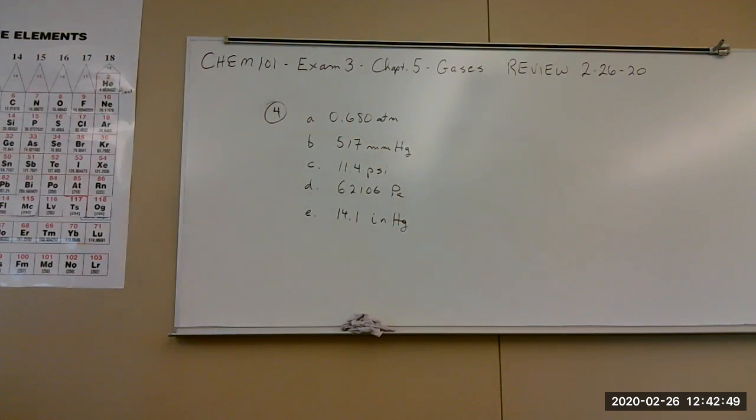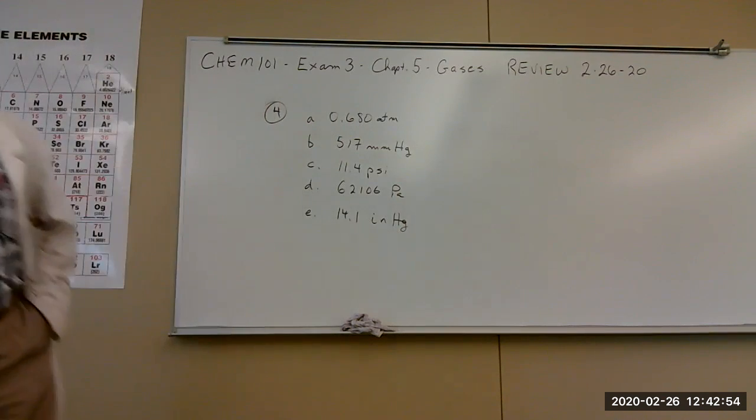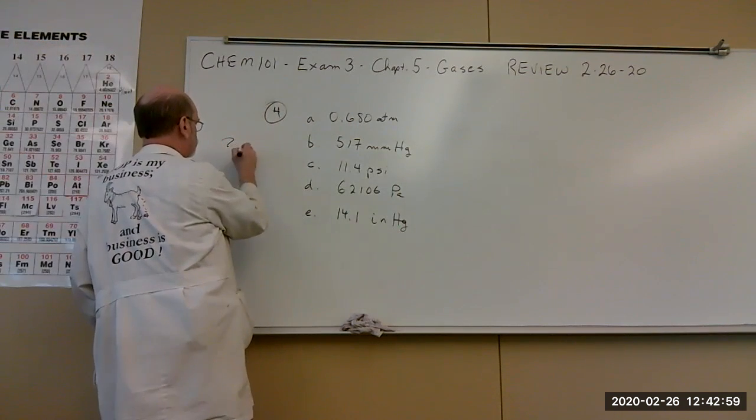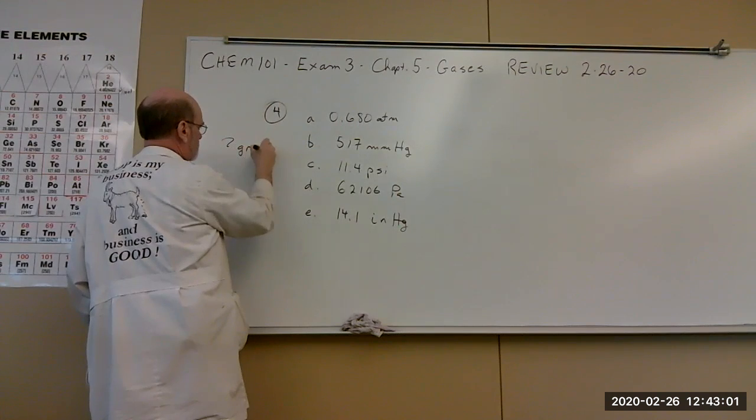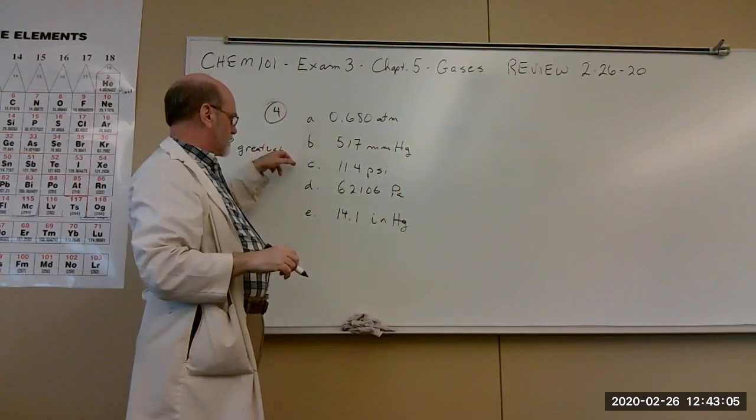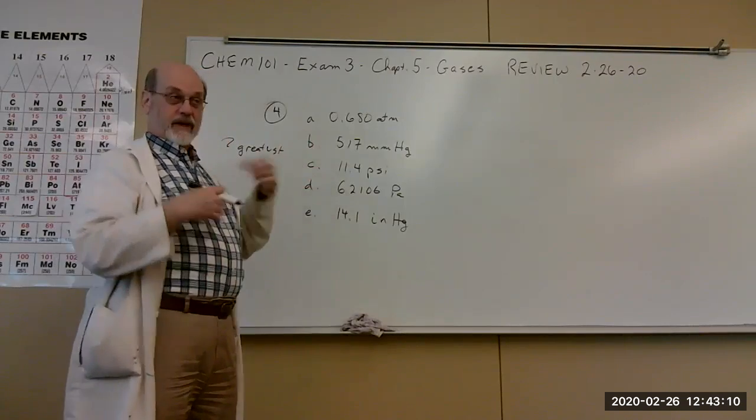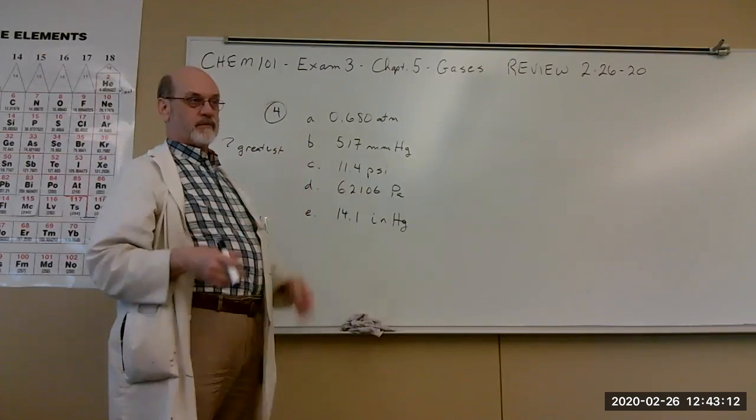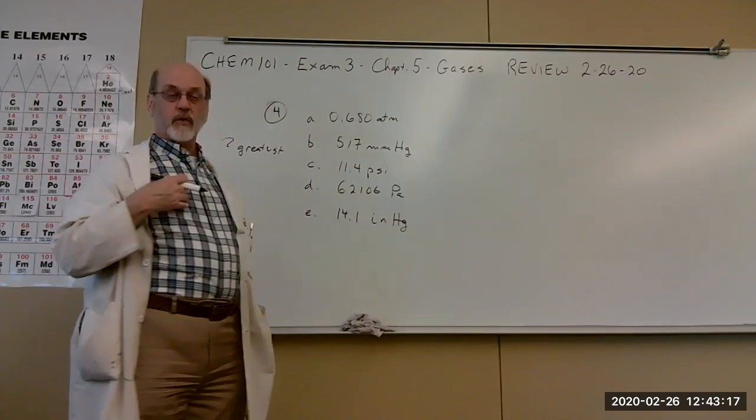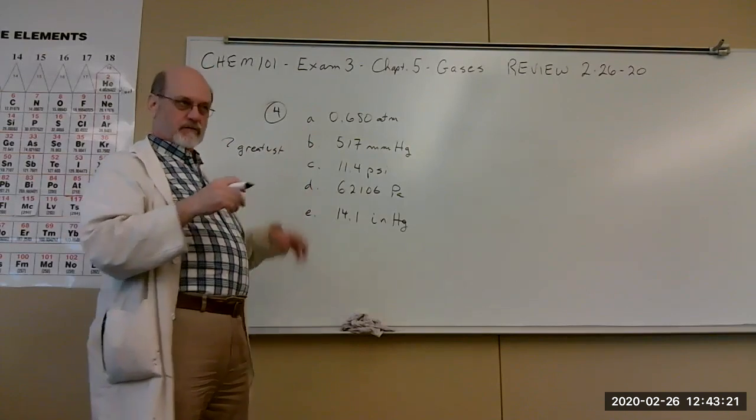Okay, so the question wants you to compare them and find out which is the greatest pressure. But it's giving you apples and oranges and limes and lemons and kumquats. You can't compare them this way. They've got to be converted to some common unit of measure. And I think the easiest way is to convert them all to atmospheres, because there's one unit conversion for each one.